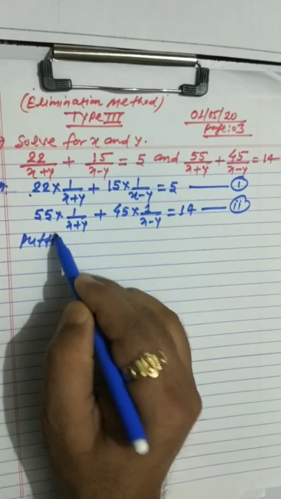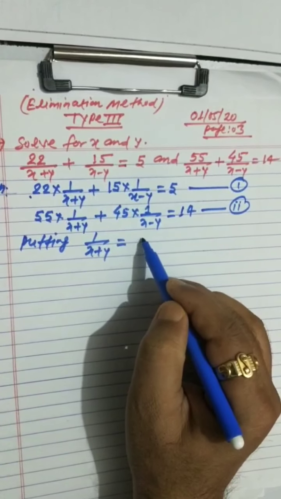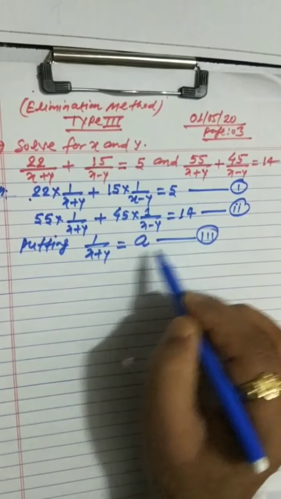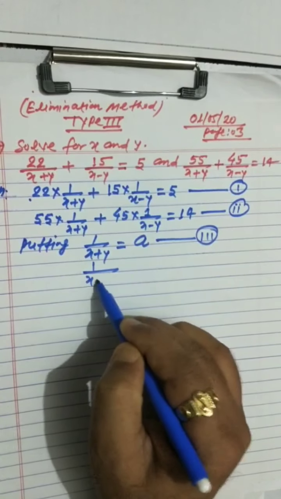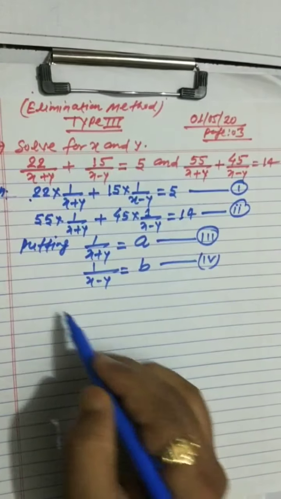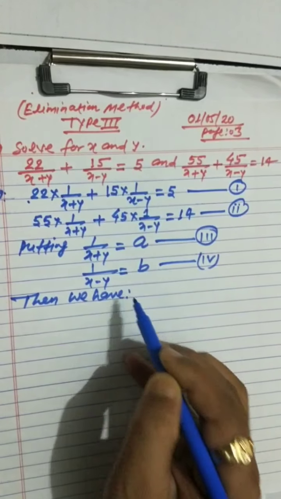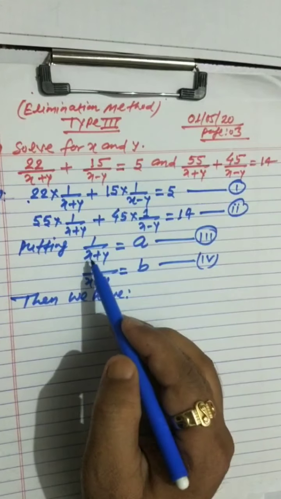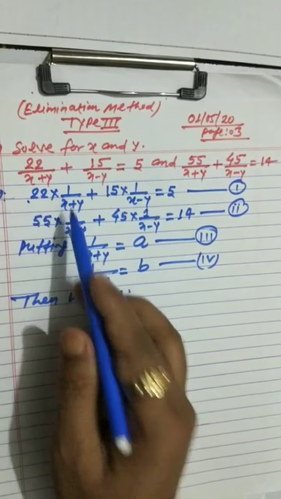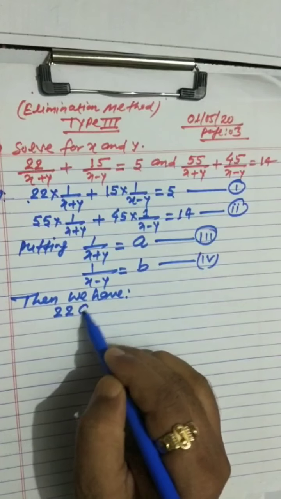We are going to put 1 by x plus y as, let us suppose, a. This will be equation third, and 1 by x minus y will be b, equation 4. Now at the place of 1 by x plus y you have to put a, so equation first will become 22a.